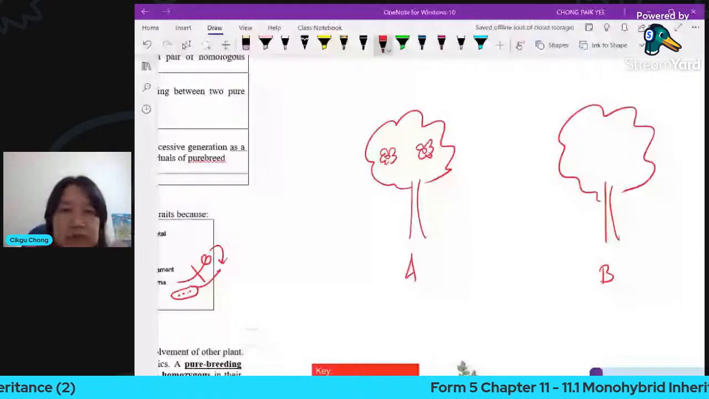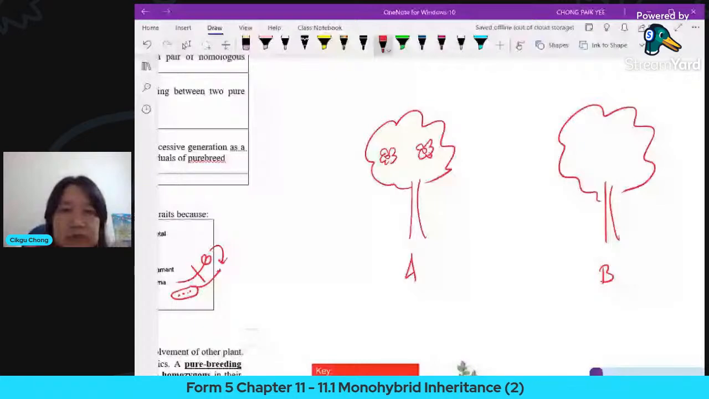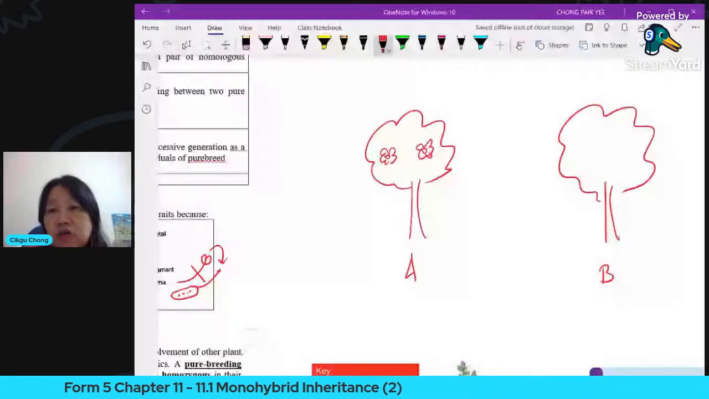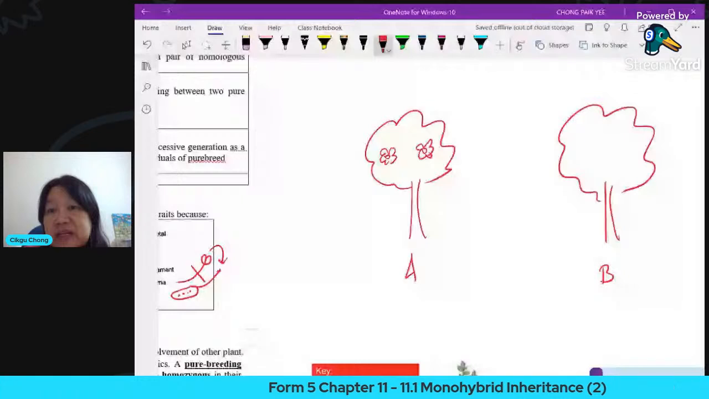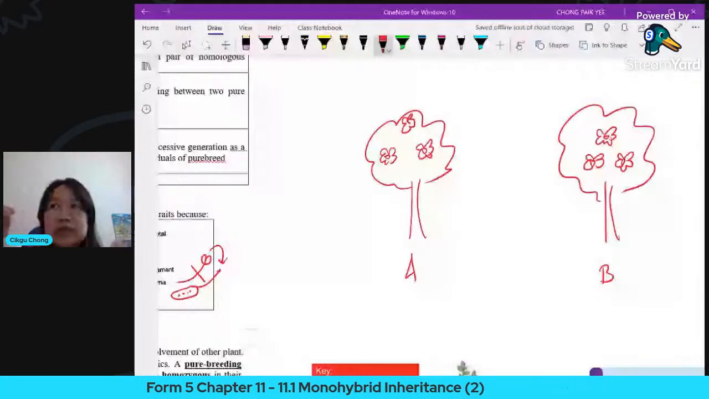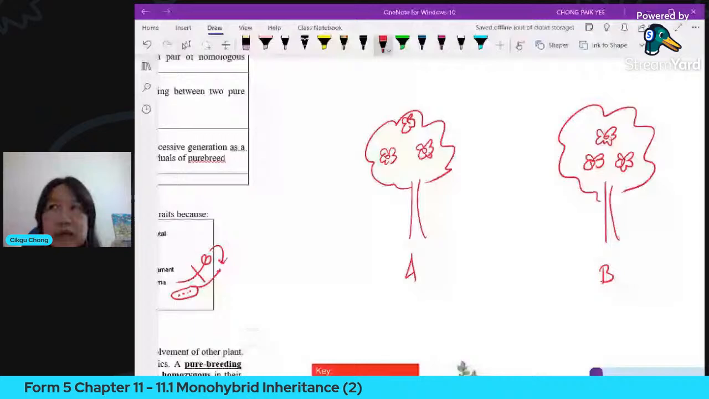Okay. Then B also has its own flower, right? Okay. Now, in order for it to be a self-pollination, let's start with self-pollination. Self-pollination means you take the anther of one flower, you put it to the stigma of another flower, you pollinate. Okay, it can be the same flower. This is self. That means there's only one flower.